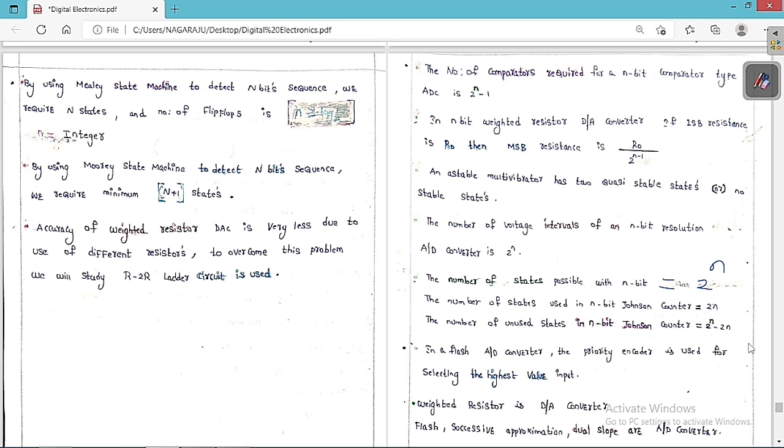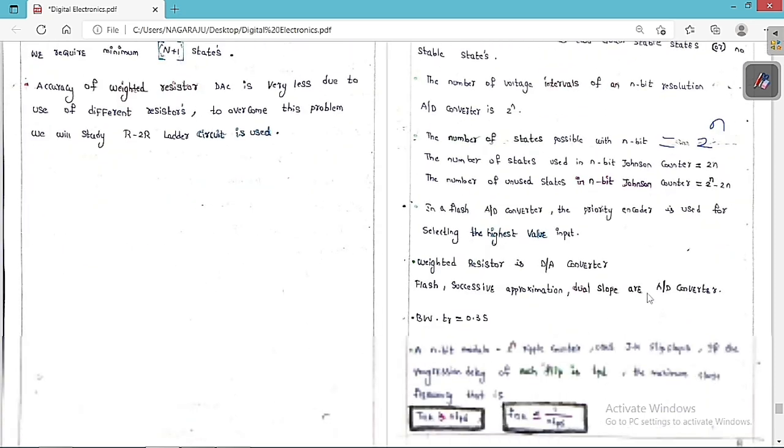So for an n-bit Johnson counter, the number of used states is 2n, the number of unused states is 2 to the power of n minus 2n, and the total number of states is 2 to the power of n. The number of states possible with n bits is 2 to the power of n.